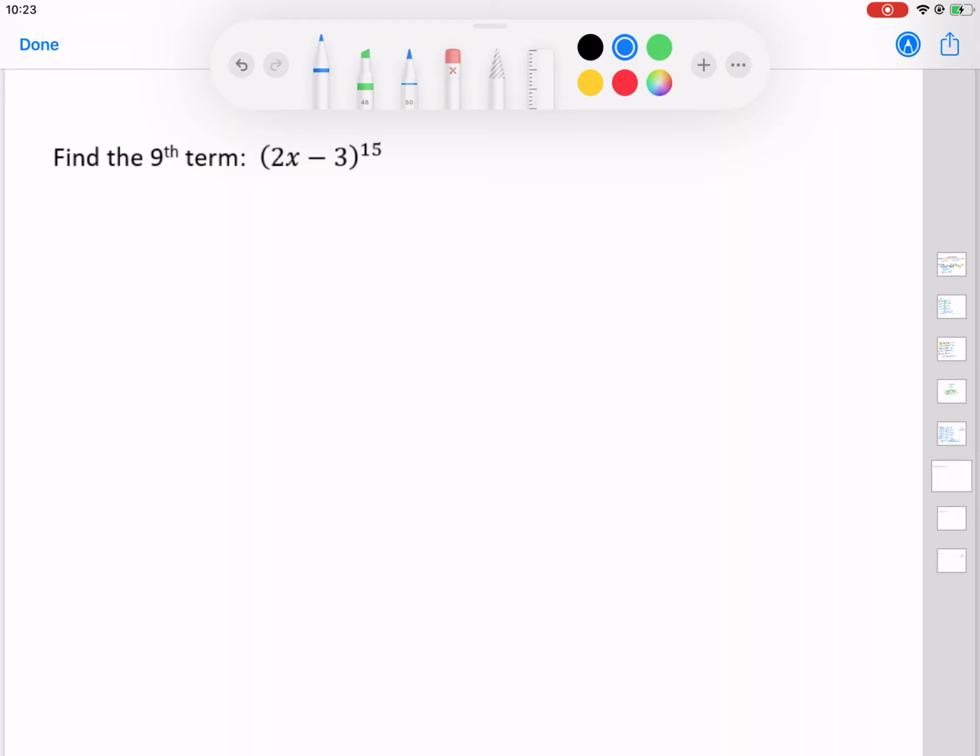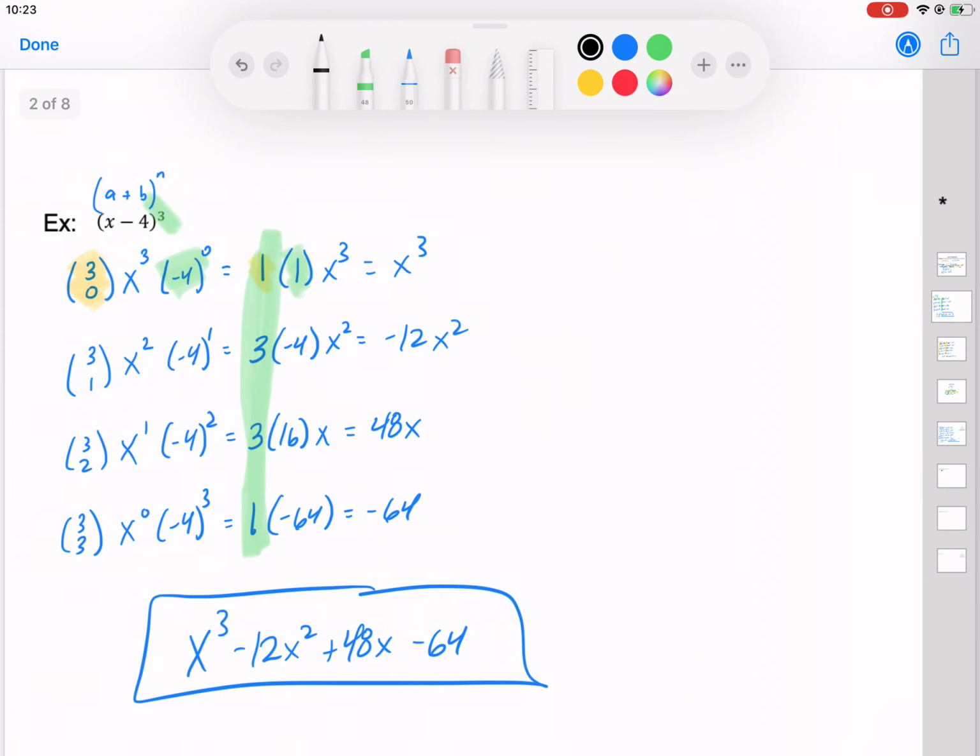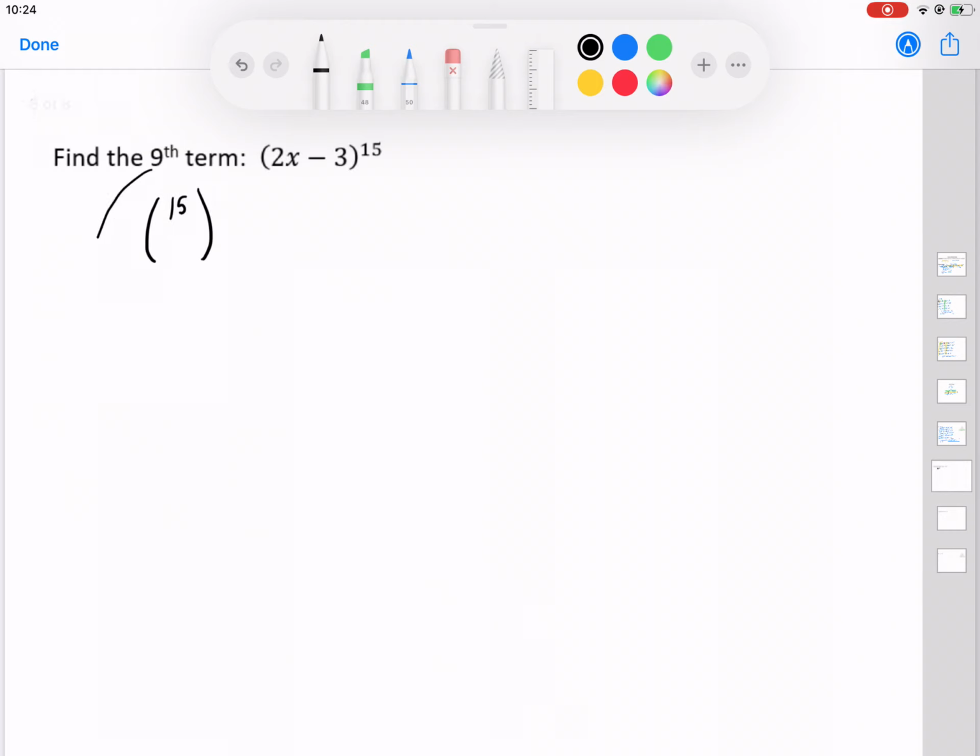So, in order to find the 9th term, we know for sure it's going to be 15 choose a number. We just need to figure out what that number is. As a reminder, your first term, so this is term number 1, is always n choose 0. Your second term is always going to be n choose 1. And your third term is going to be n choose 2, and so on. So if it's going to be your 9th term, you're going to go 1 less than the term, because the 0 term is the first term, and so on. So the 9th term is actually 15 choose 8.